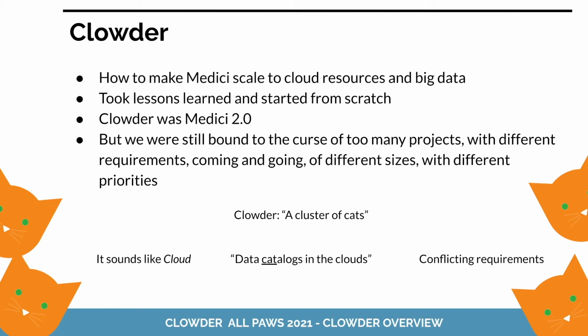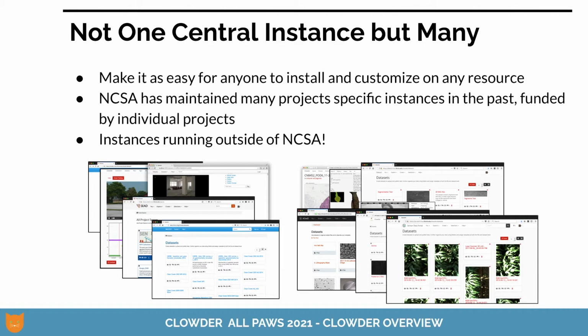But everything we did was with the goal of supporting data curation for research. One constant was that we were developing many instances for many use cases. This meant managing and customizing each instance separately. This need became a core aspect of Clowder. NCSA maintained many project instances using project-specific funding. In recent years, we have been incredibly excited about instances being set up and maintained by others, and are looking forward to learning more about those during this All Paws and supporting any new ones that might arise in the future. We want this process to be as easy as possible.